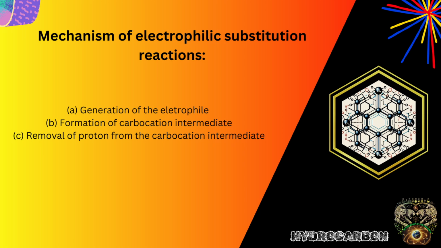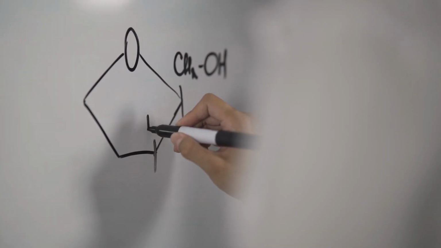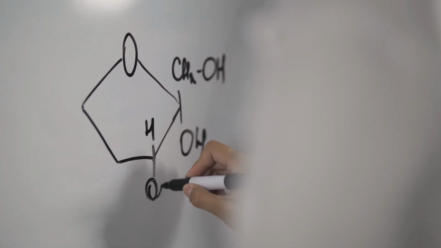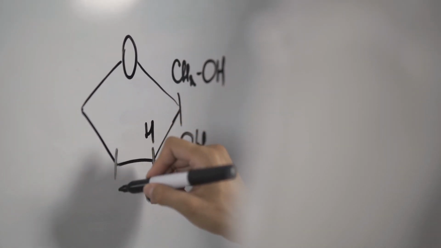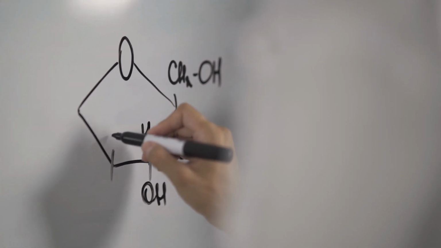In monosubstituted benzene, the existing group directs incoming electrophiles to specific positions. Electron donating groups like OH and CH3 activate the ring, favoring ortho and para positions. Electron withdrawing groups like NO2 and COOH deactivate the ring, directing substitution to the meta position. This effect is due to resonance and inductive influence.